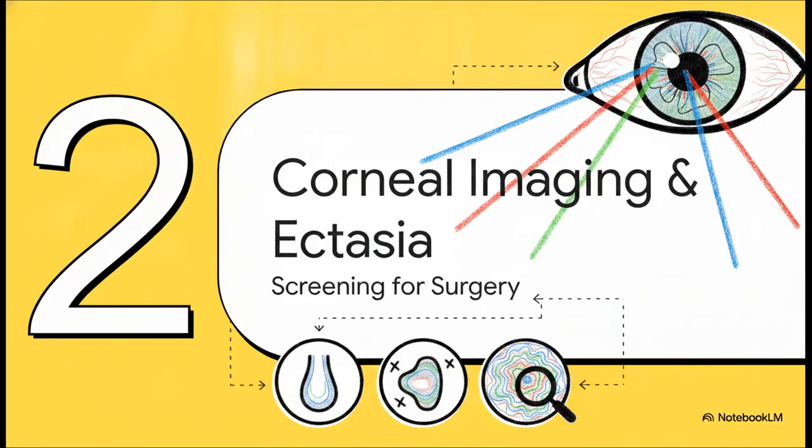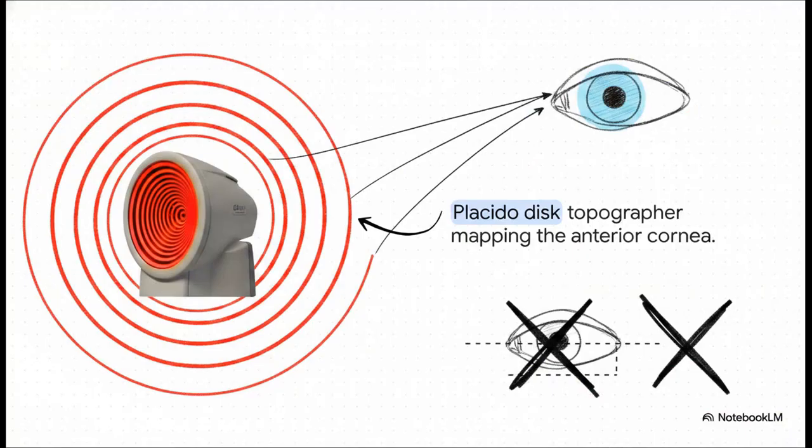Moving right along to Section 2, Corneal Imaging and Ectasias. First up in our diagnostic toolkit is corneal topography. This setup uses a Placido disc, which is basically a set of illuminated concentric rings. Notice how those rings are literally projected right onto the tear film of the anterior cornea? A computer then analyzes the distances between these rings to map the surface curvature.